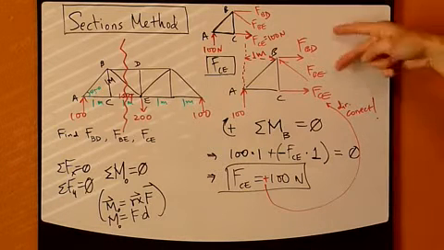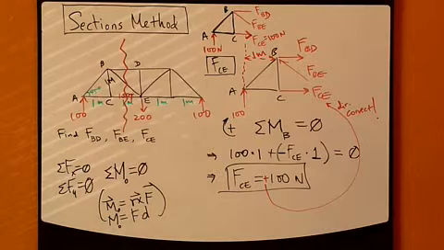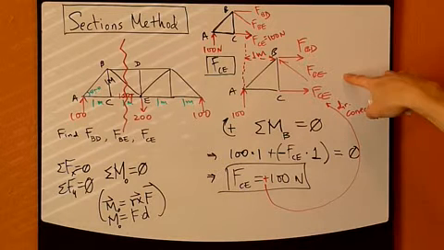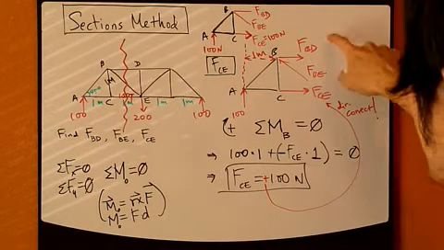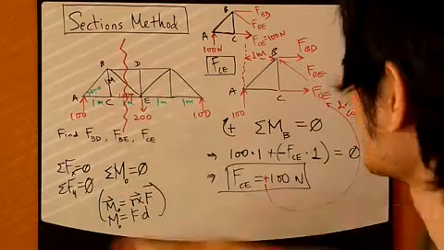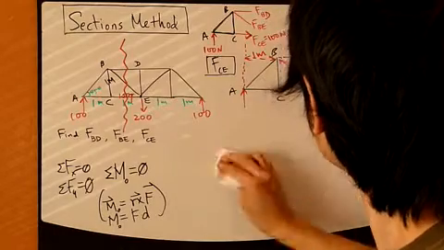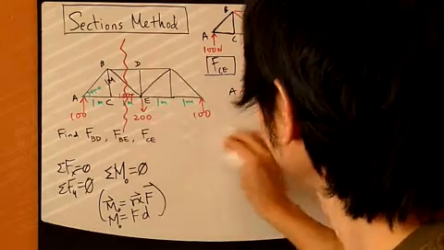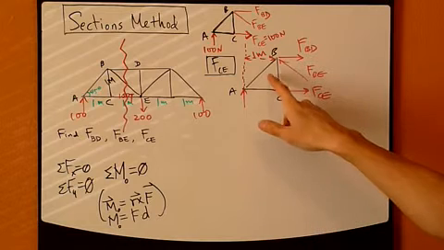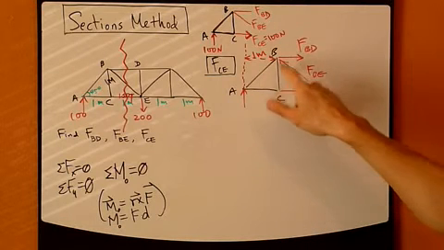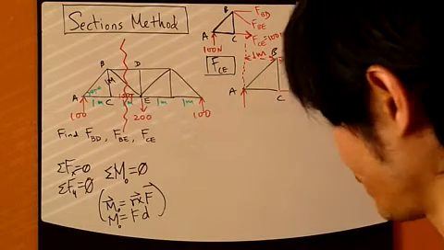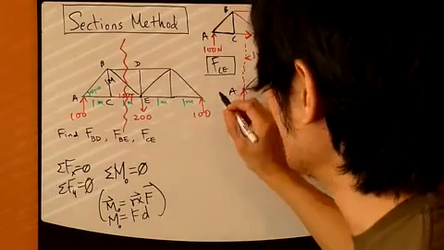Let's find one of the other two. Let's say BD or BE. Doesn't really matter. Let's find BD. So this one right here. Let me erase this. You use exactly the same free body diagram, except now, the second time, the unknown is FBD.